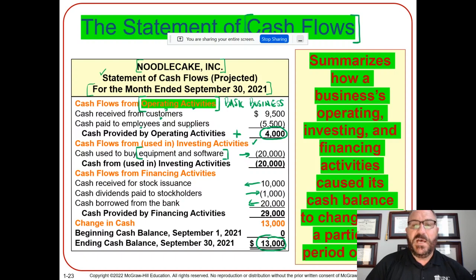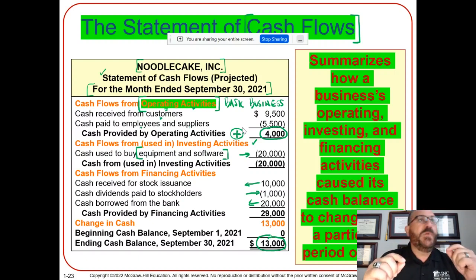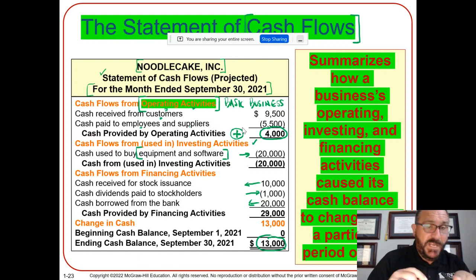So notice they have a positive number there. By the way, this number had better be positive. Now, in the short run, it can be negative. But in the long run, if a company doesn't make money from its basic business, it's not going to stay in business. Does that make sense? If you have a restaurant or if you have an auto repair shop and you're not making money repairing cars, how long are you going to stay in business? So operating activities, that has to be positive.